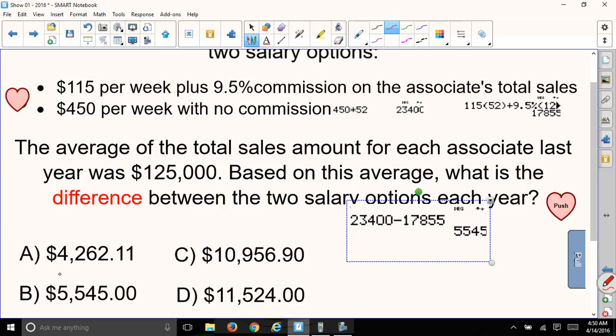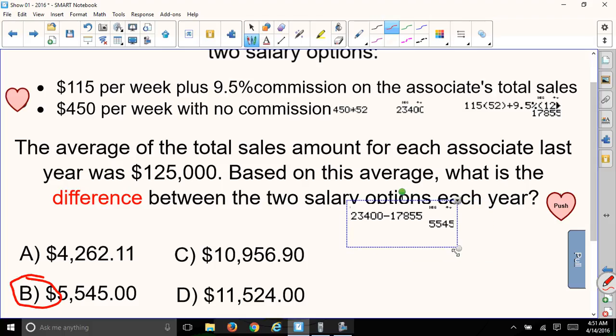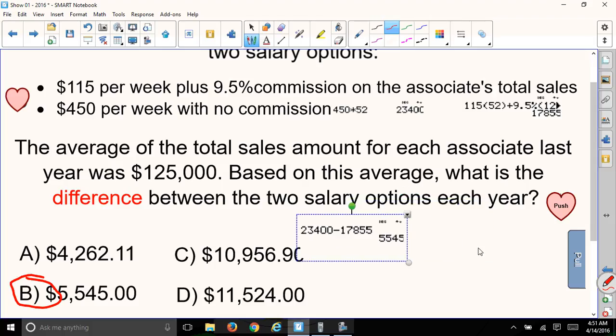So that one was a lot of work to get that answer. Now the first option, $115 plus all this 9.5% commission on the sales, that sounds like you'd be making a lot of money. But you got to be careful when you're working in commission that you know how to calculate how much you're really getting. So choice B is what I got, and there it is, choice B.